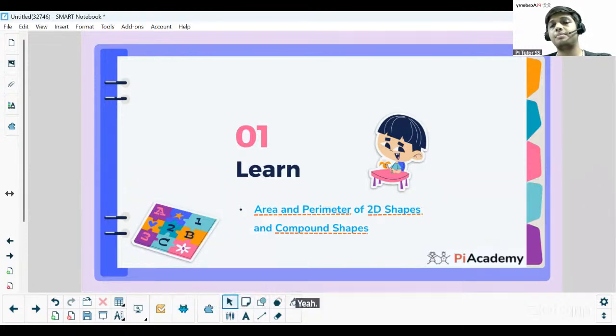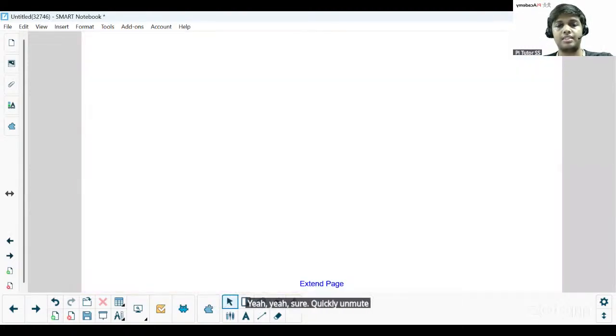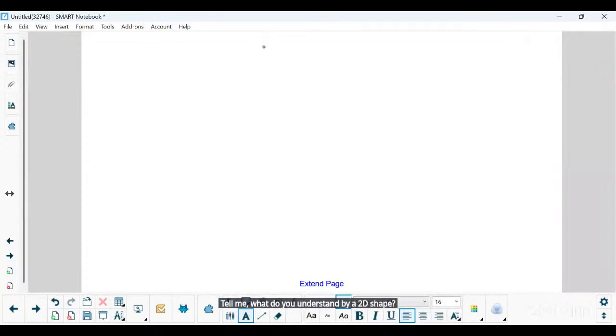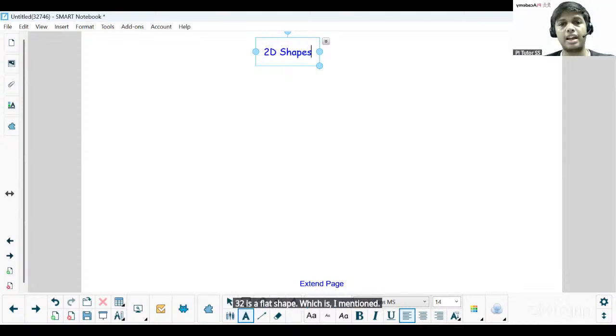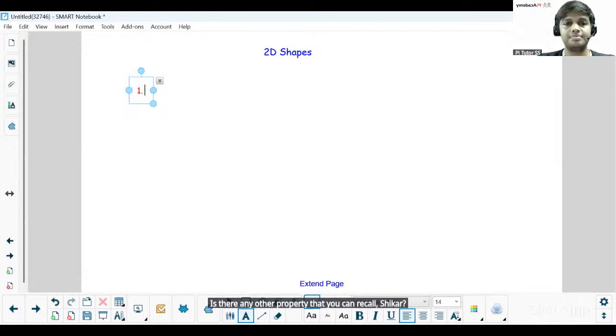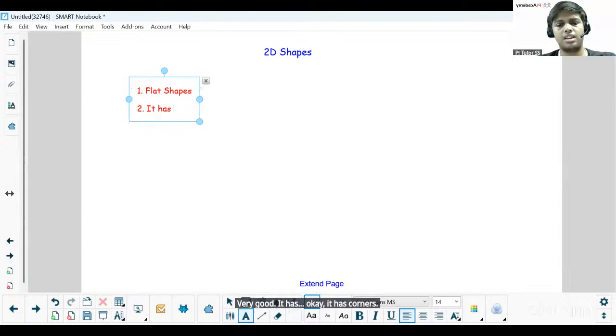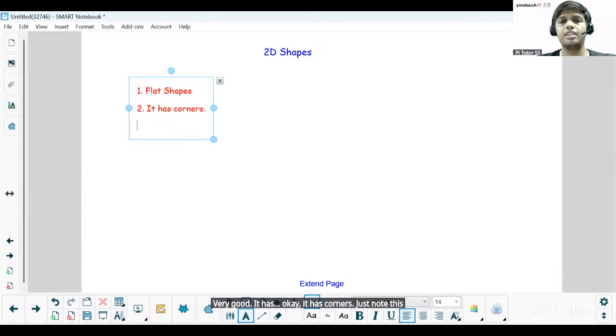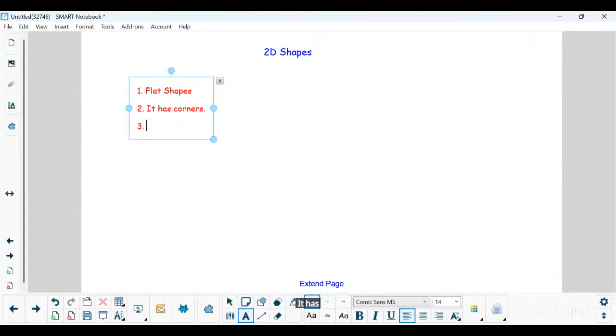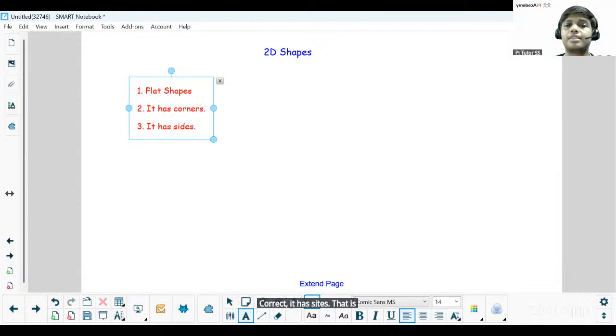Yes, Shikhar. Quickly unmute yourself. Tell me. What do you understand by a 2D shape? It's a flat shape, which is good. Great. So at first, it is a flat shape. Is there any other property that you can recall, Shikhar? It has corners. Very good. And it has sides. Okay, it has corners. Let's note this down as well. Anything else which you can think of while looking at a 2D shape? It has sides. Correct. That is absolutely correct. Okay.